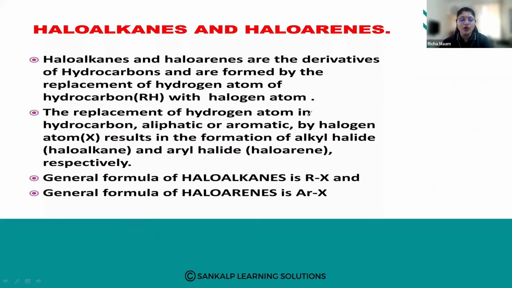So what are haloalkanes? Haloalkanes are called alkyl halides, and these are the halogen derivatives of aliphatic hydrocarbons in which one or more hydrogen atoms are replaced by a halogen atom. The halogen atom is attached to a carbon that is sp3 hybridized. So, did you understand what haloalkanes are?